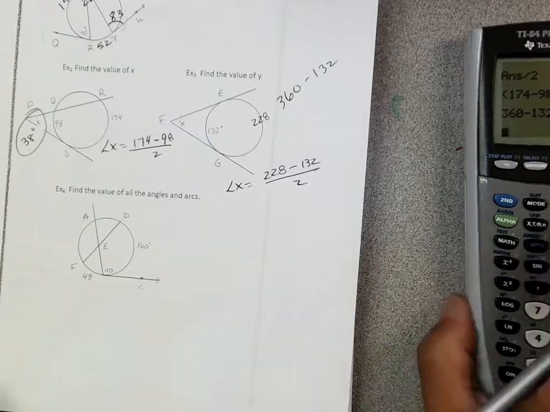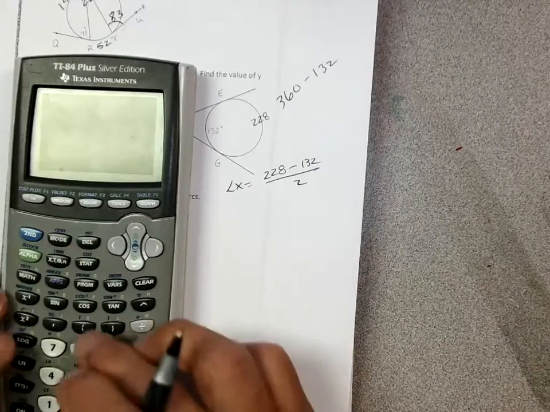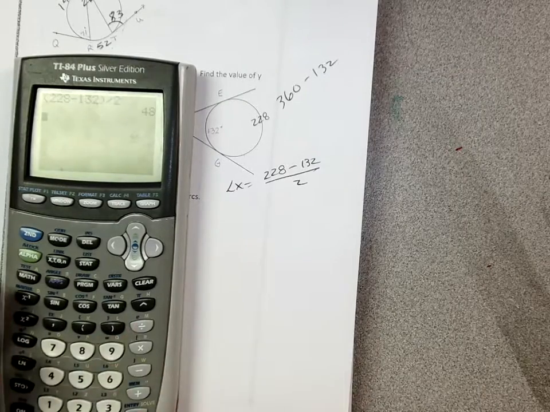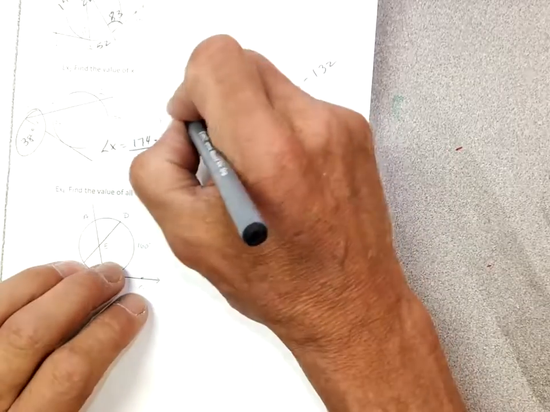Use my calculator. Oh, let's see, 228 minus 132 divided by 2, and I get 48 degrees for angle X.